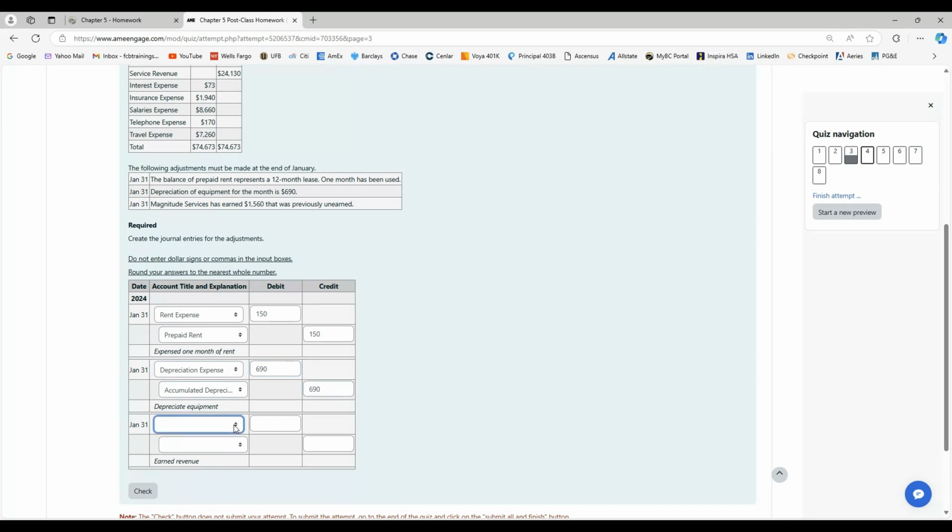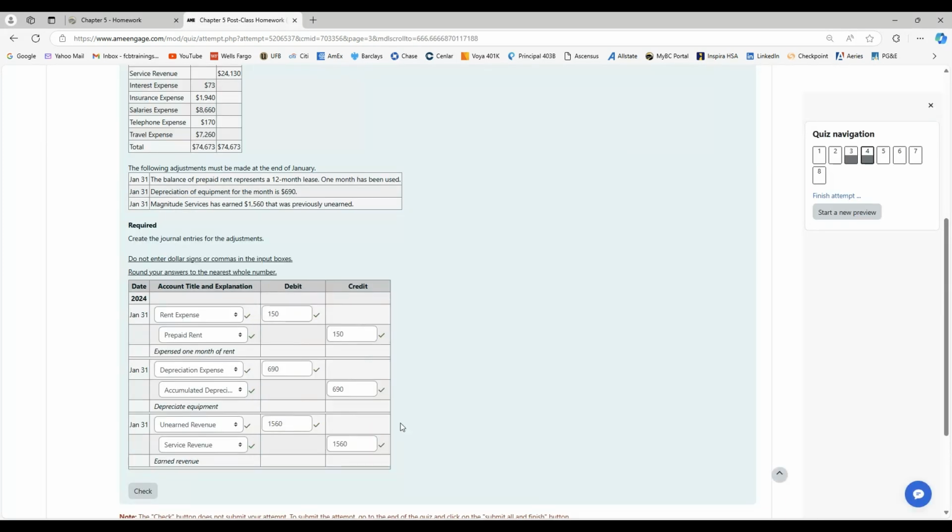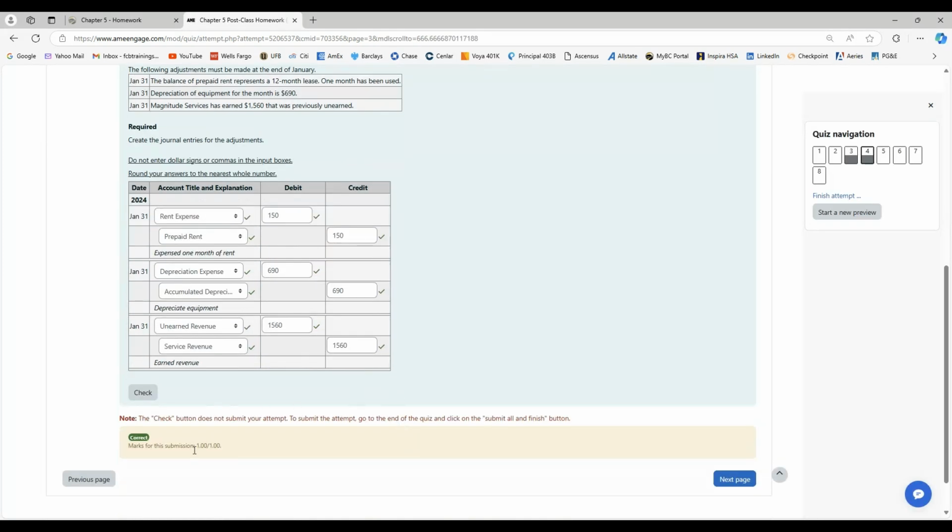And then earned revenue, we're going to reduce our unearned revenue. Oh, here it is. I don't see that account. By 1,560, and we're going to record revenue because it was earned. We're reducing a balance sheet account, right? This liability gets reduced, and we recognize on the income statement that we did earn those amounts. 1 out of 1. Okay, that was everything on that problem.